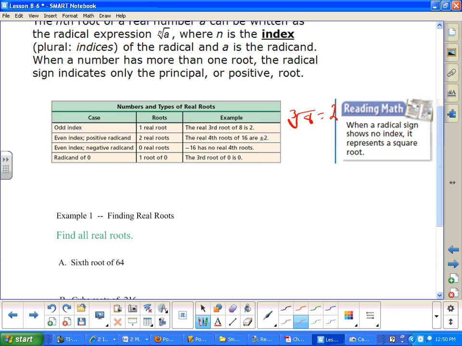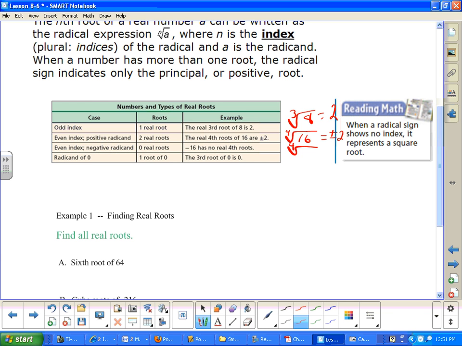If the index is even and the radicand is positive, then you get 2 real roots. Like this one says the 4th roots of 16 are plus or minus 2. So if the index, the 4, is even and the radicand, 16, is positive, then we have 2 real roots. If we have an even index and a negative radicand, then there are no real roots.